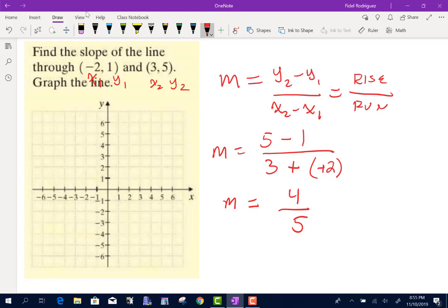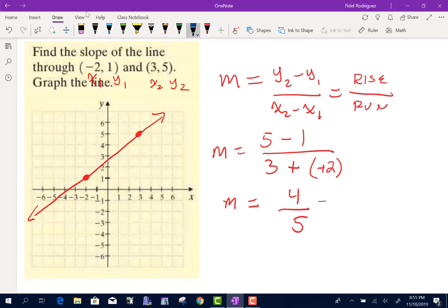So again, let's go ahead and plot both those points. The first point, -2, 1. From the middle, I'm going to go to the left 2 and up to 1. So here's my first point. And then 3, 5, I'm going to go to the right 3 and all the way up to 5, right there. Okay, there's my line. Now let's take a look at what this is telling me.